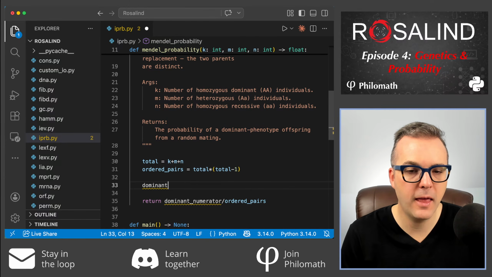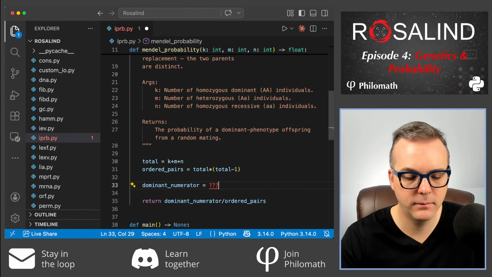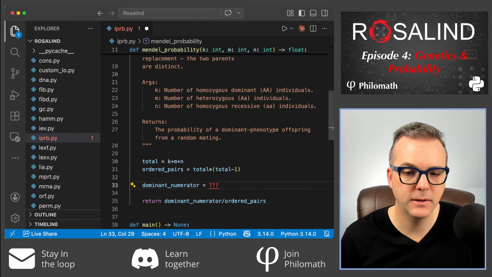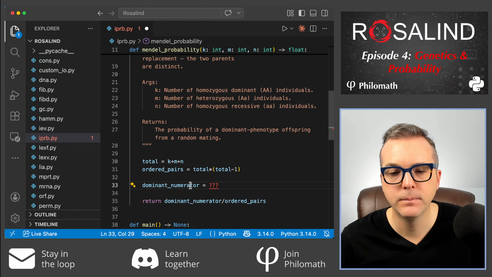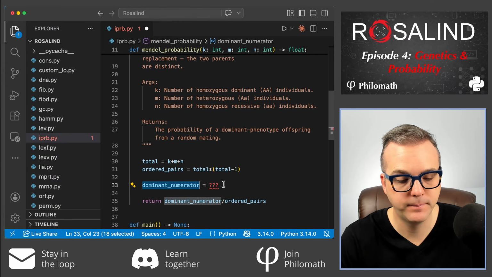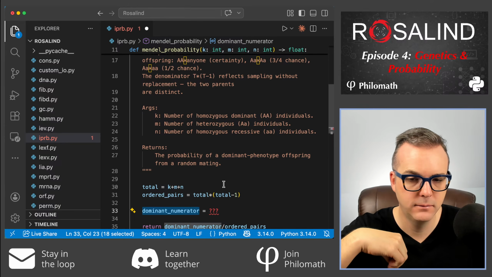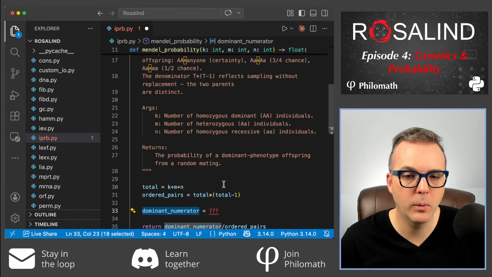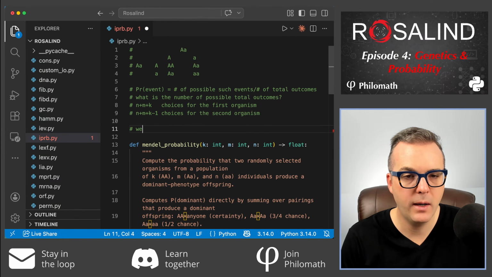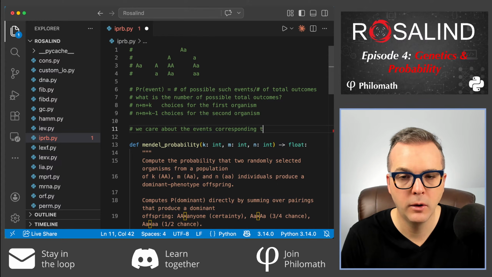Now, I then need to say, how is it that the dominant numerator is set? This is, in essence, the number of offspring that we expect to see, or the number of events that we expect to see, where we see at least one dominant allele in those offspring. And here is where, again, I'll go outside of the function and not think about writing this as code. This is where, in a certain sense, we might sketch this out on a whiteboard to say, what is it that we care about? We care about the events or the outcomes corresponding to dominant alleles.